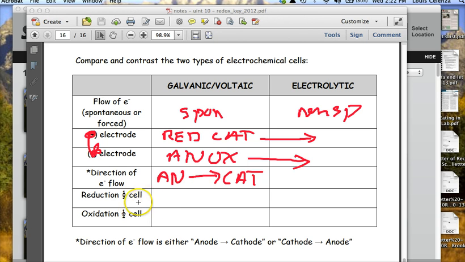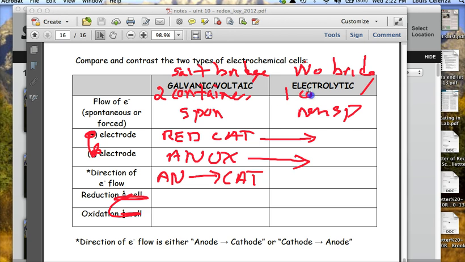Reduction half cell, I'm not sure what they're asking you here. We're not going to worry about that. One of the things you should remember is that there is a salt bridge here. No salt bridge here. This has two containers, and this has one container, and this requires a battery or a power source of some sort. Usually it's a battery. Alright, so that's kind of looking at comparing and contrasting the two types of cells.